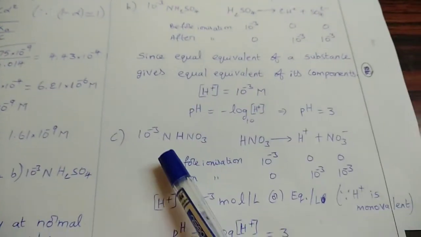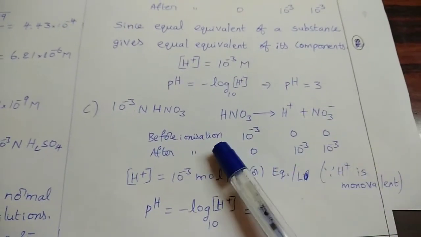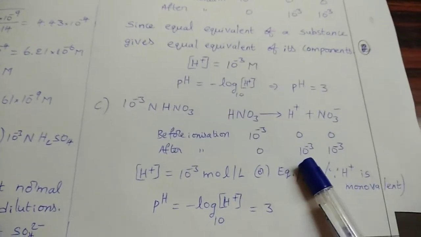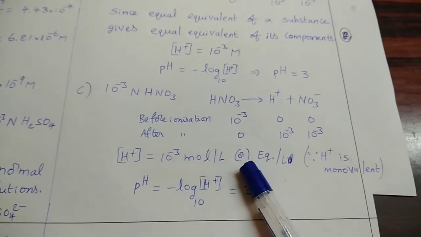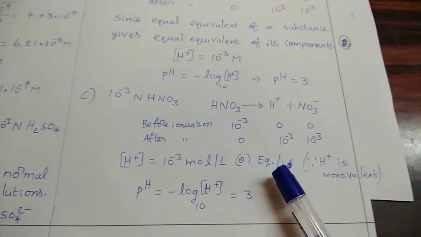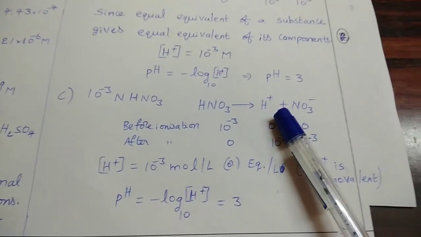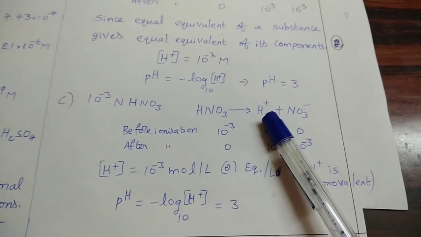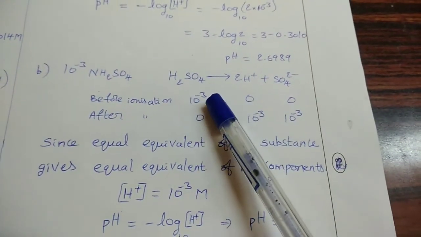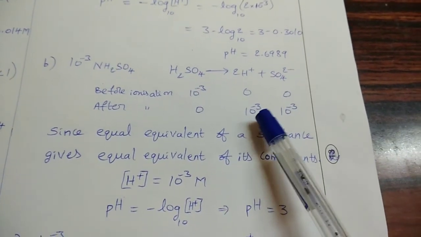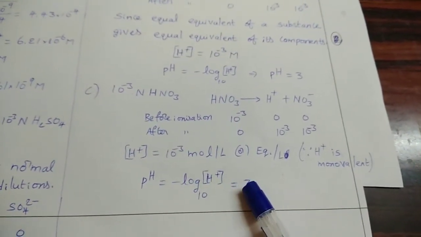Okay. Next, the last one, 10 power minus 3 normal HNO3. HNO3 ionizes like this. Before ionization 10 power minus 3, 0, 0. After this, H plus ion concentration equal to 10 power minus 3 mole per liter, or equivalents of solute per liter. Here H plus is monovalent because only one mole of H plus is formed, but in the case of H2SO4 that is different. Here 2 moles are formed, but the concentration is given in normality, that's why the concentration is like this. Okay, now pH equal to, substitute this value, we can get this one.